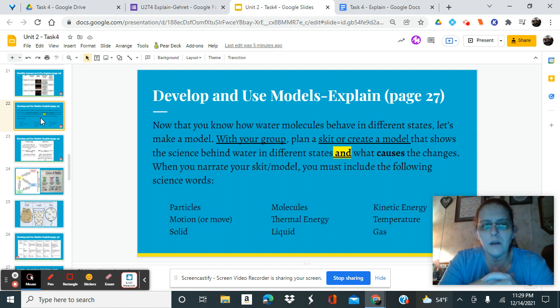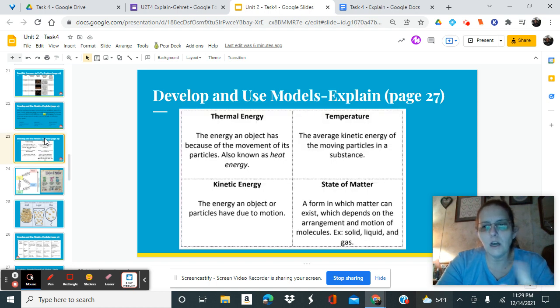So you have to do the science behind how water behaves in its different states, okay, solid, liquid, and gas, and then what causes those changes. All right, so what causes those changes is temperature, okay, temperature, kinetic energy. All right, so think about that. Those two things are directly related to that simulation that we did. Okay. So these are a couple of really key terms that you're going to want to know.